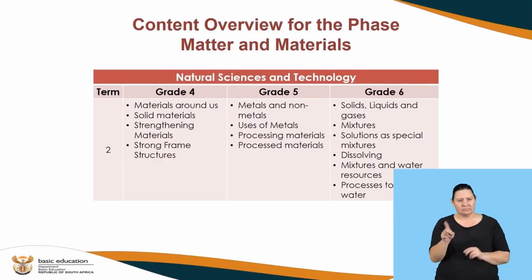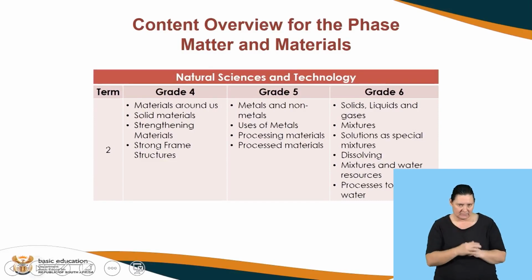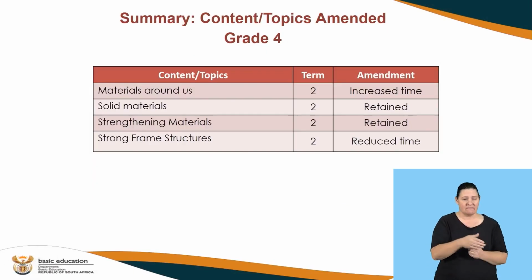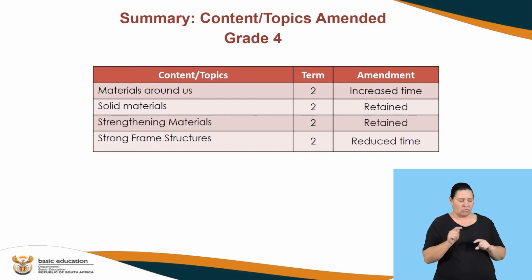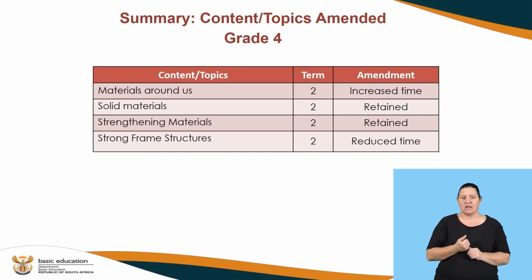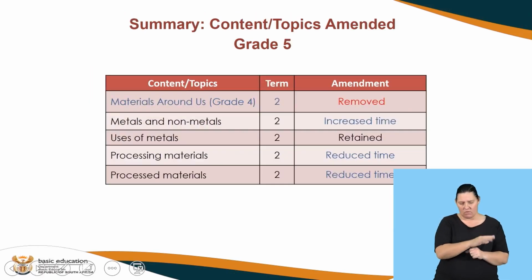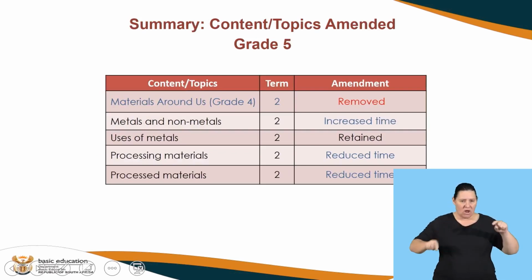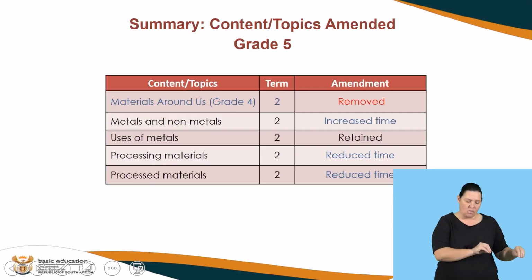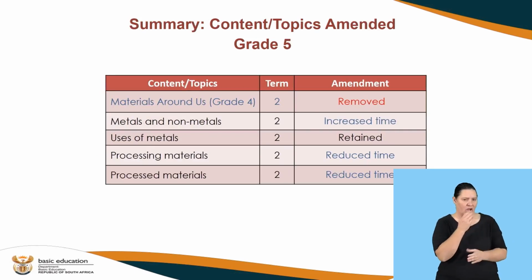so these are the topics we have in the ATP for the intermediate phase, as you can see. How we arrived at this is that we increased time for materials around us for the same reasons that I had outlined, and retained solid metals as they are, retained strengthening of materials as well, but reduced time for frame structures. That's in grade 4. In grade 5, materials around us has now been moved back to grade 4. It's been removed from grade 5.